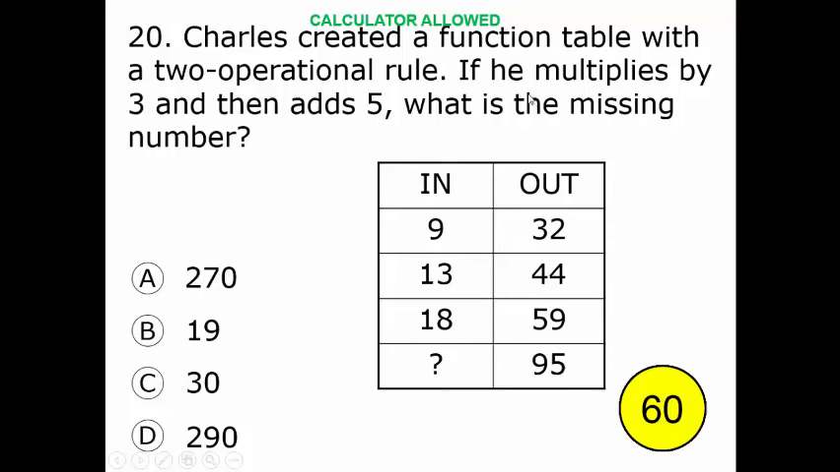All right, question 20. Here we go. 60 seconds. You're on the clock. Starting now.